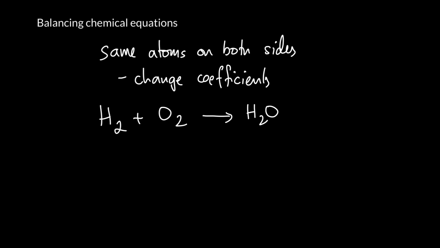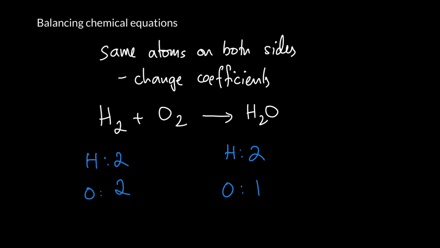And the reason it's not balanced as written is that if you count the number of atoms on the left versus the right, you get a different number. So there are two hydrogens on both sides, but there are two oxygens on one side and one on the other. So it's not balanced in the sense that the left-hand side would weigh more than the right-hand side, so a balance pan wouldn't balance out. And we are only allowed to change coefficients. And what are coefficients? Those are the numbers we write in front of the chemical species.